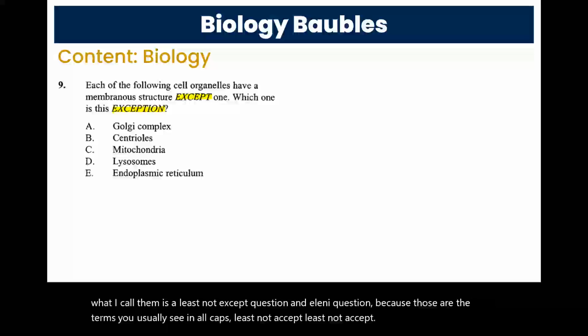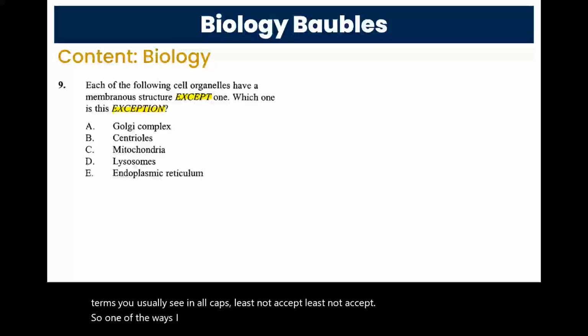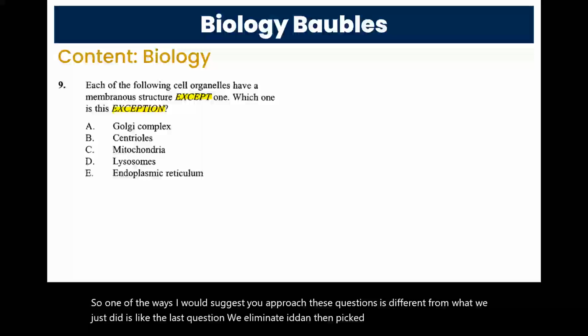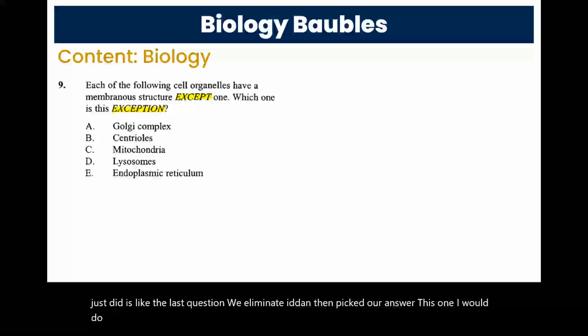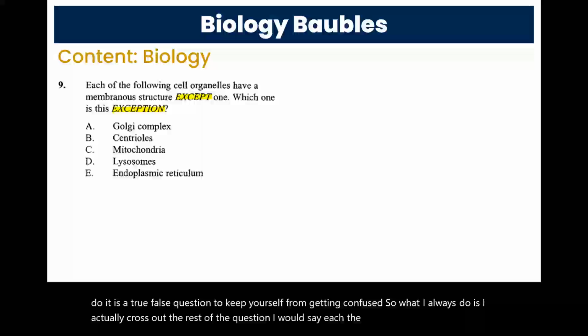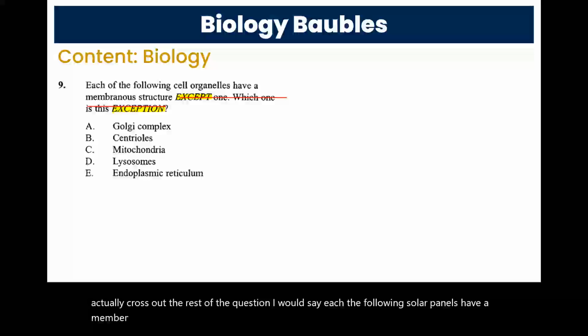So one of the ways I would suggest you approach these questions is different from what we just did. Like the last question we eliminated and then picked our answer. This one, I would do it as a true-false question to keep yourself from getting confused. So what I always do is I actually cross out the rest of the question. I will say each of the following cell organelles have a membranous structure. Cross the rest of this out. And I just answer that question as a true-false question.